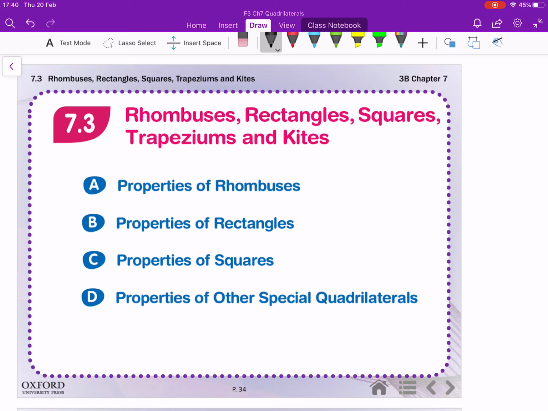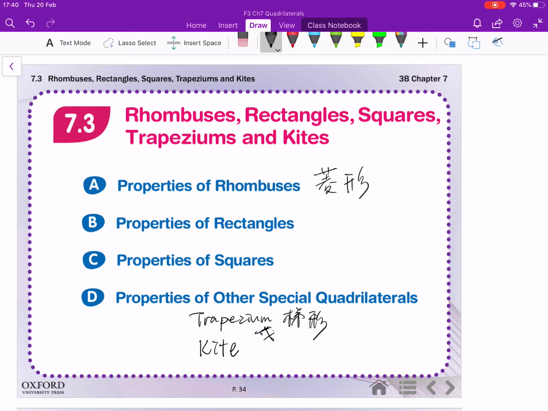Okay, so let's introduce 5 of them. The first one, rhombus. In Chinese, we call it 菱形. And the second one, rectangles, 长方形, square, 正方形. And the other two, the first one is trapezium, means 梯形. And the fifth one, kites, means 繞形.